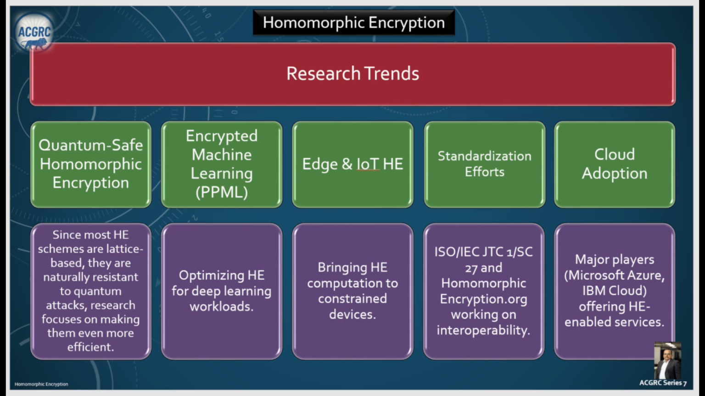The next is encrypted machine learning. Well, this is for optimizing homomorphic encryption for deep learning workloads. The next is in the edge and IoT space. It's bringing homomorphic encryption computation to constrained devices. The next is standardization effort. ISO 27 and homomorphicencryption.org are working on interoperability. Then we have cloud adoption. Major players are offering homomorphic encryption enabled services now.